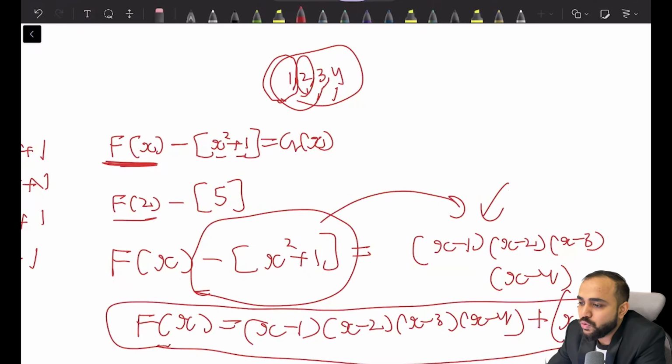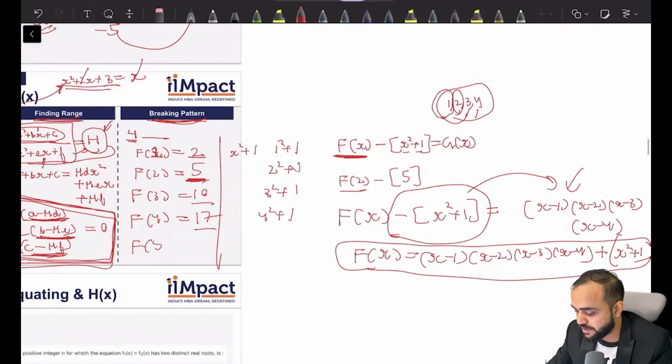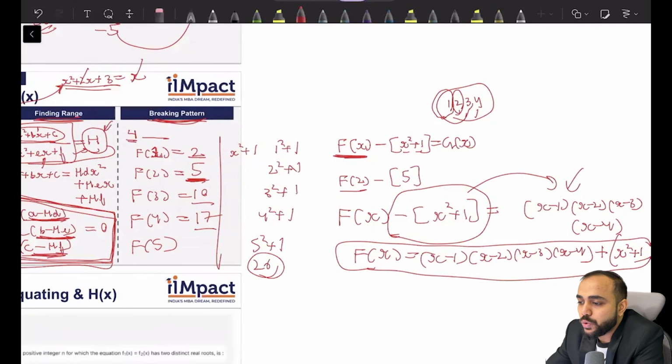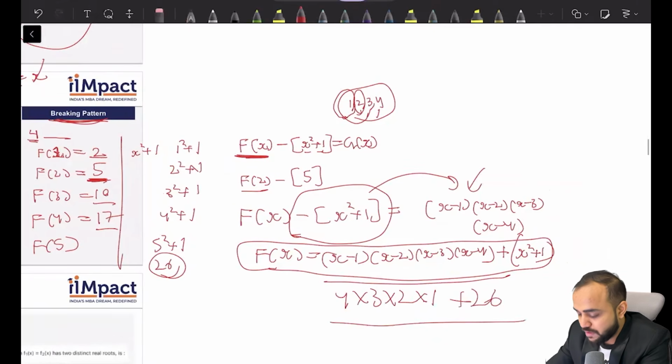And then the most common question that they ask in these sort of situations is, what is f(5)? And most people will go and put 5² + 1, which is 26, as an answer. No, that is not going to be the answer. The answer is going to be this. You put 5 here, you will get 4 × 3 × 2 × 1 + 26. This will be your answer.